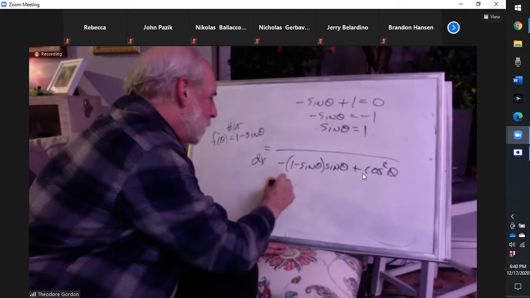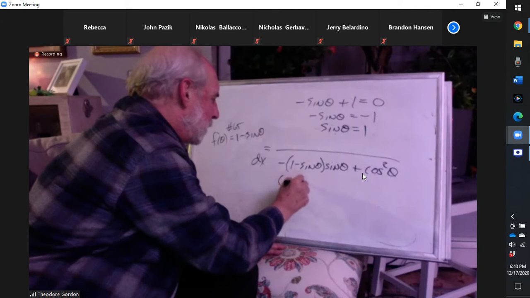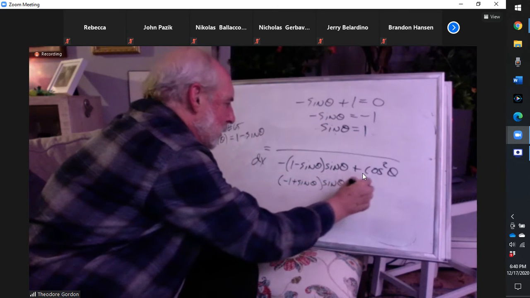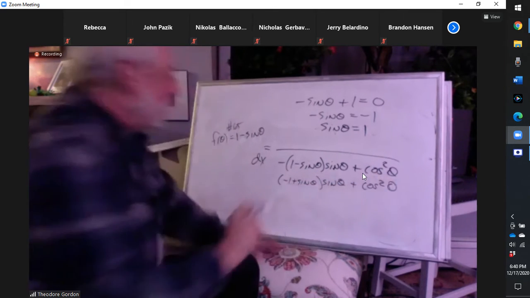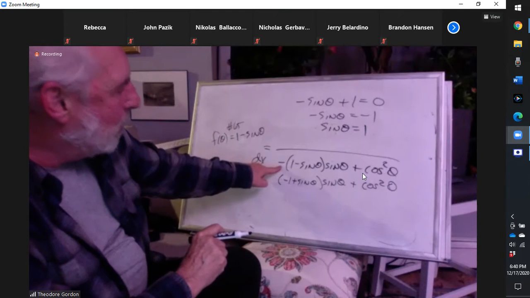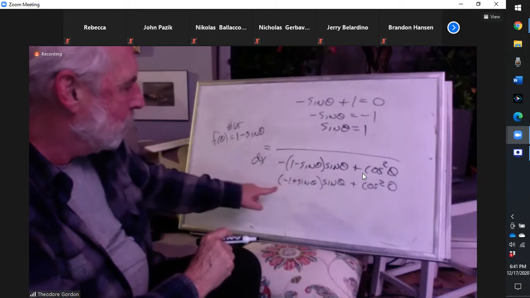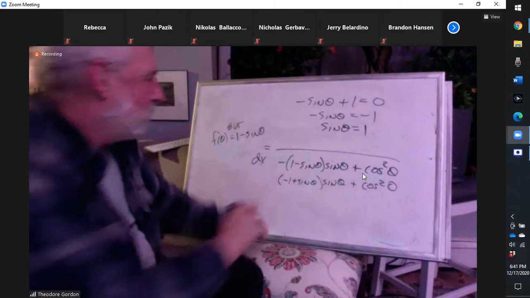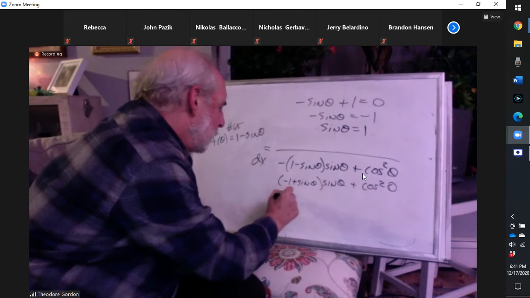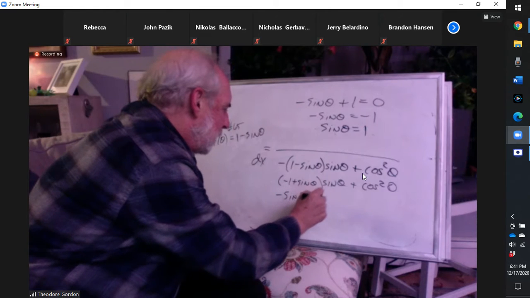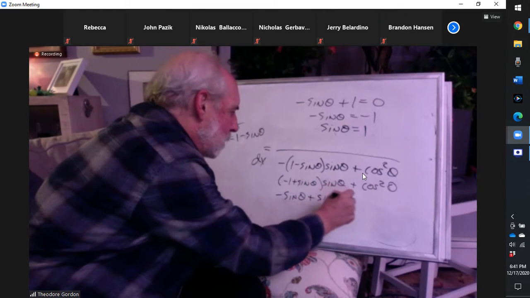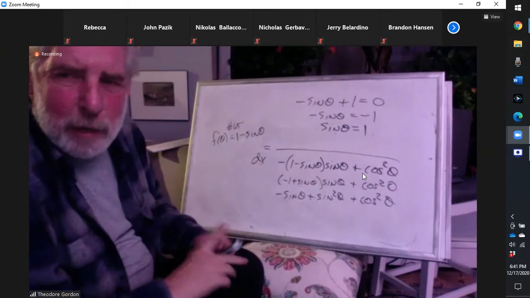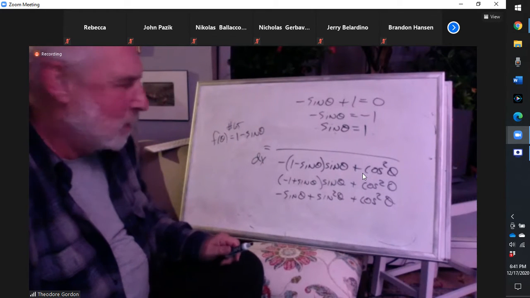We get -1 plus sine theta times sine theta plus cosine squared theta. So what I did is take the -1 into these parentheses here, right? And so that should give me negative sine theta plus sine squared theta plus cosine squared theta. I think that's what I had before. Have I made some kind of mistake and I'm not seeing it?